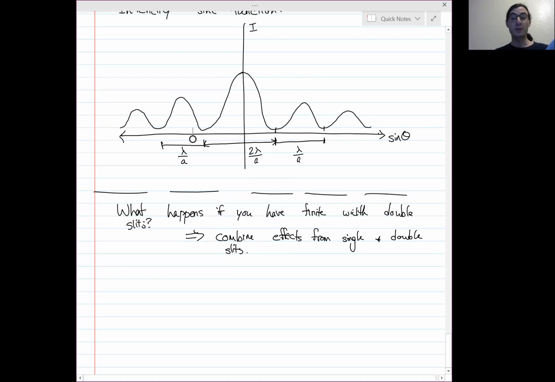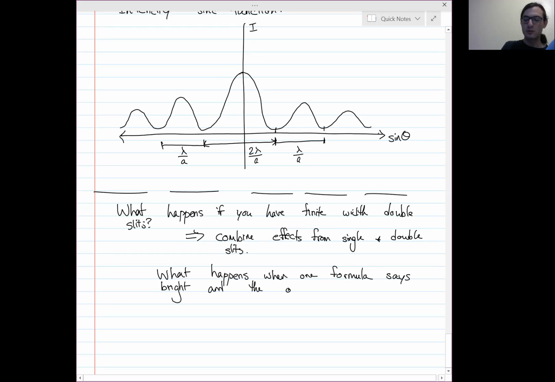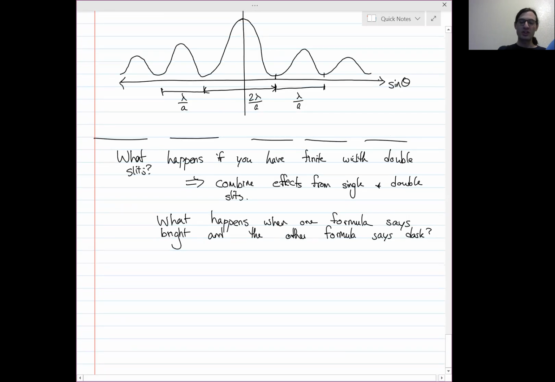Right. So what we're going to do is combine the effects from the single and double slits. So a question you might ask is, and by the way we're going to do this just by combining the formulas, what happens when one formula says we should get a bright spot, and the other formula says dark spot? So we're going to combine these two formulas, but we need to understand what happens when one formula says that you should have a bright spot and the other formula says you should have a dark spot. Well, we know that the dark spot should win.